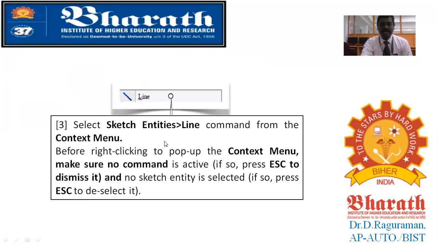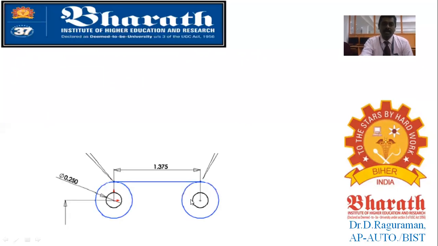Now, for creating the line, you will be selecting the sketch entity, and the line command is available there. You will be selecting that line command, and if you press escape, the line command will exit. So the sketch entity will be selected, and you select the line command so that you make a step from here to here, you are going to connect. That is tangentially, you have to select a quarter point here and a quarter point here, with the center distance given as 1.375, so that you form a line.